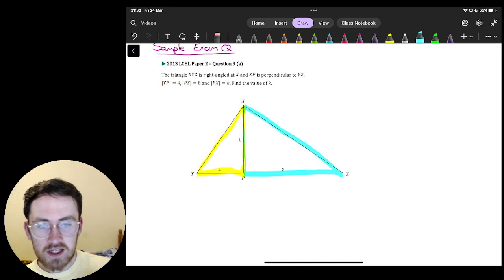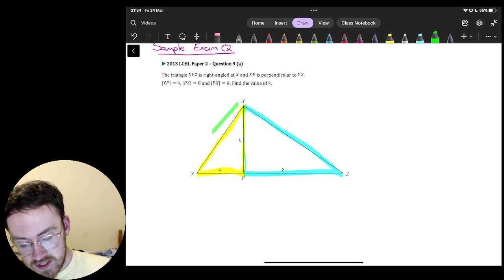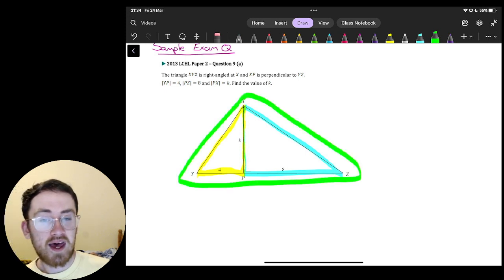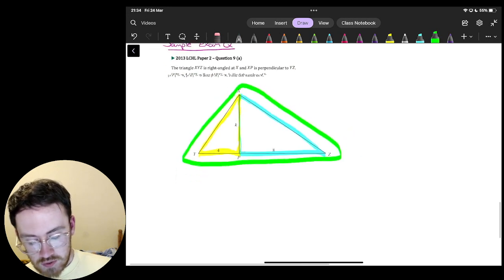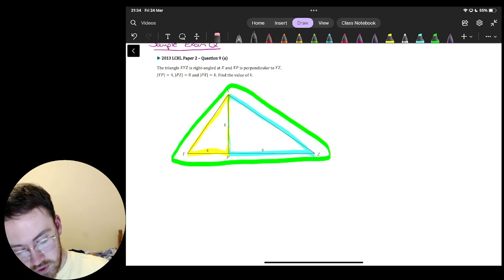And then lastly, we actually have another right angle triangle as well, and that is the whole outside triangle, XYZ. And for that one, we have one side, which is the hypotenuse. Okay, so we have the hypotenuse for that. So what we can do here is maybe take these separately, so take them one at a time. So let's focus on XPZ first.